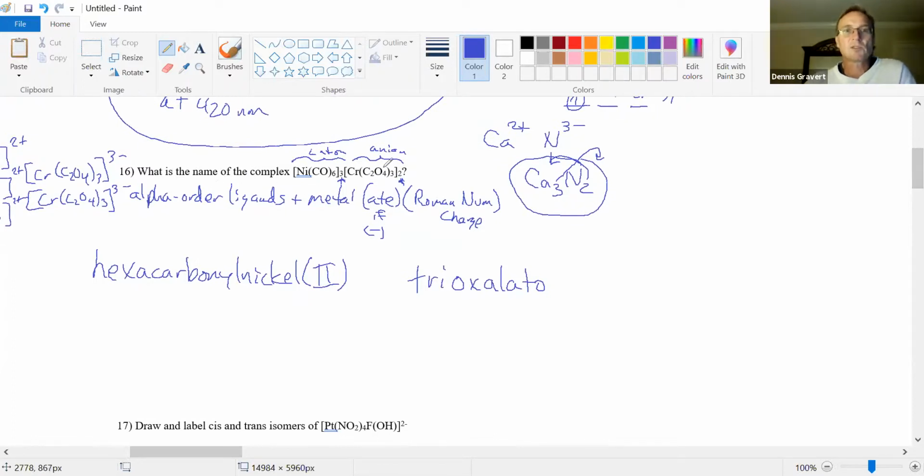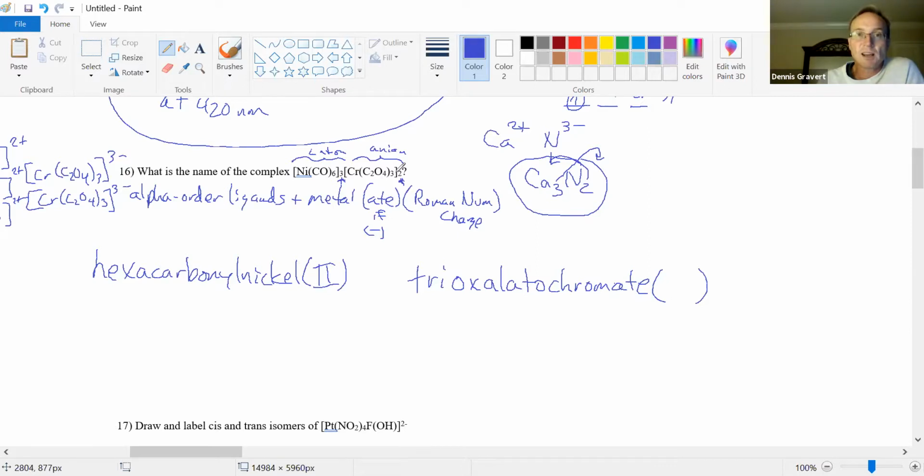Okay, so there's 3 oxalates, and then we put in chromium, and we know it's an anion, so instead of writing chromium, we're going to put chromate. You have to add the -ate ending. There it is, -ate ending if it's a negative, and this is a -3 complex. And then finally, what's the charge on the chromate?